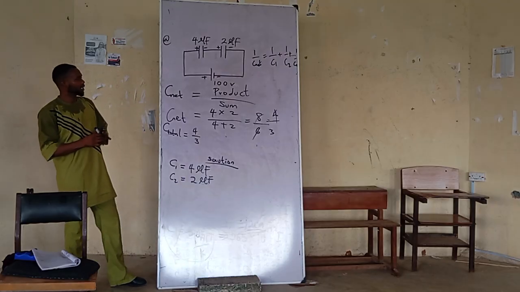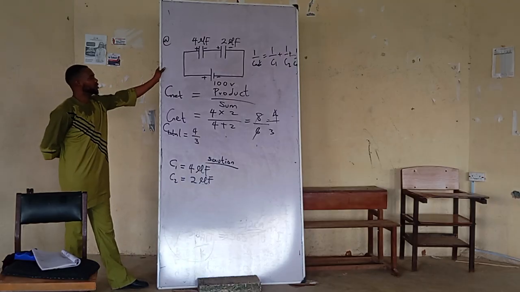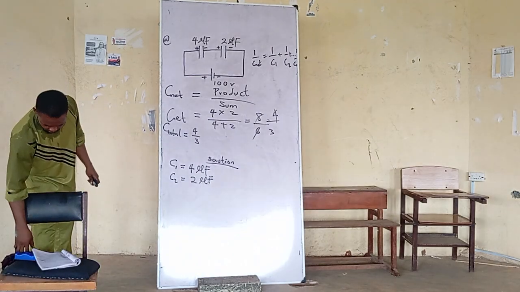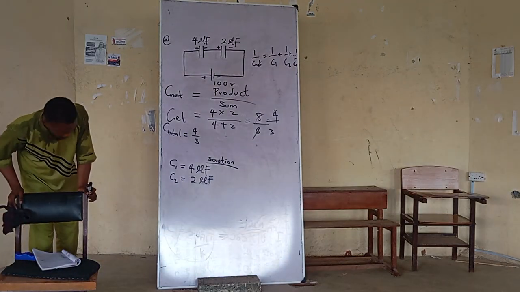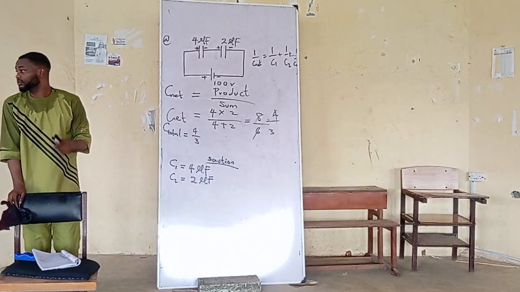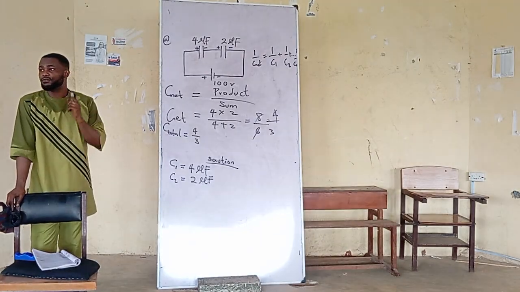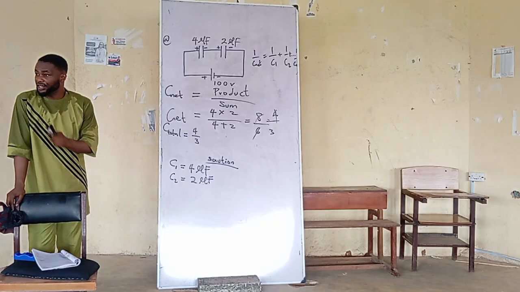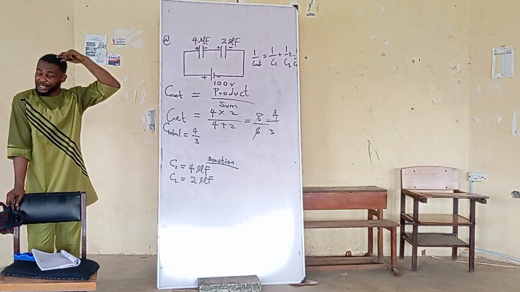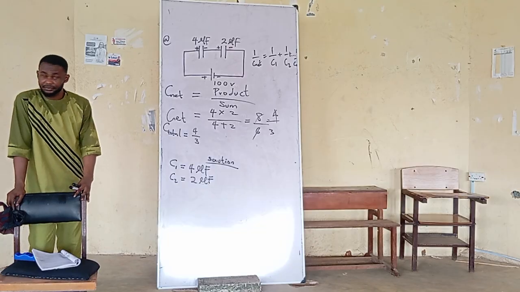That's the total capacitance. Now that I have the total capacitance, I want to get the charge. So they gave me 100 volts. And remember that the voltage for series is different. Do you remember that when it's series, the voltage is different?